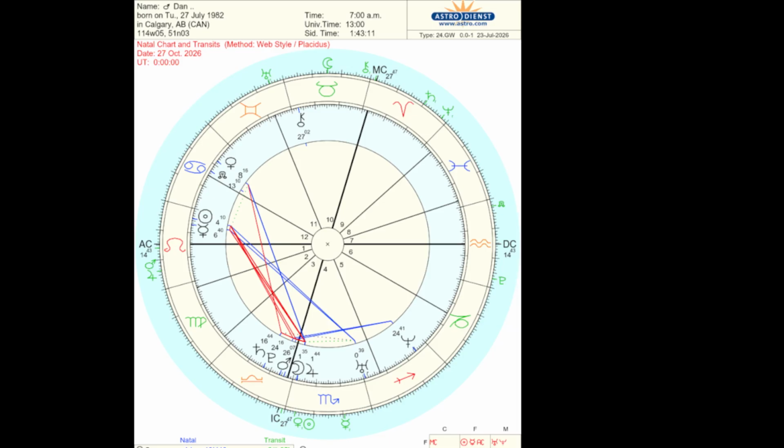And you've got that near your IC, which is Imum Coeli, which is like the home and family life and whatnot. So those are your private gifts, I guess. Maybe gifts that you inherited from your family as well. Yeah, you've got a lot of emphasis on that bottom part of the chart. So Mars, Pluto, and Saturn all there.